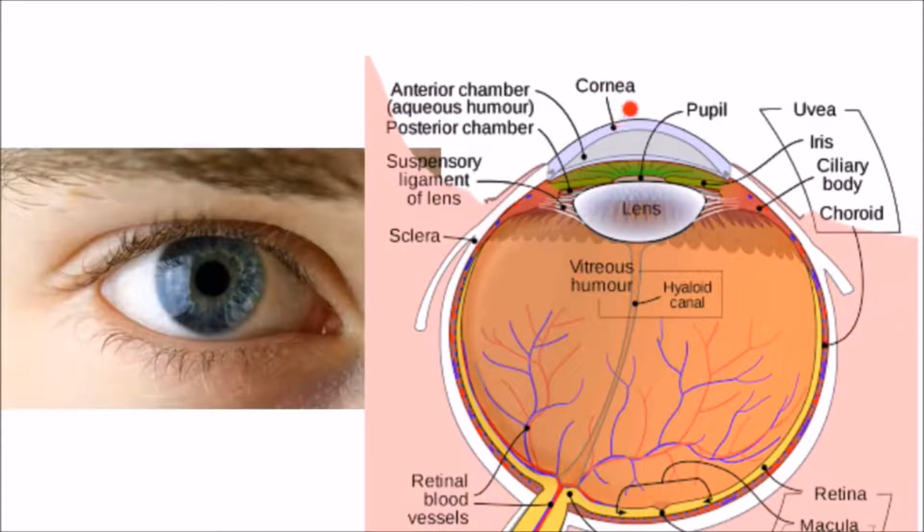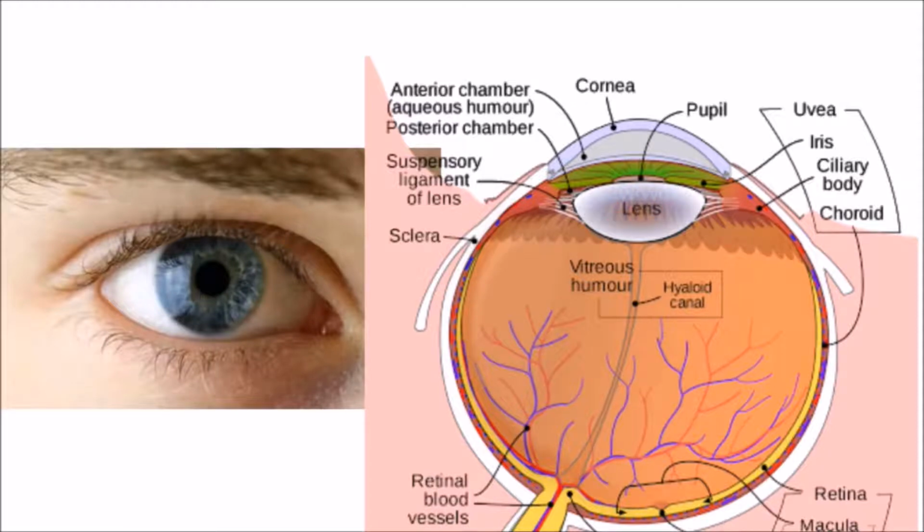Light rays enter the eyes through the cornea. The cornea is like a front window which helps the light to bend and pass through the pupil. The pupil is the mid part of the iris through which light enters to the lens.